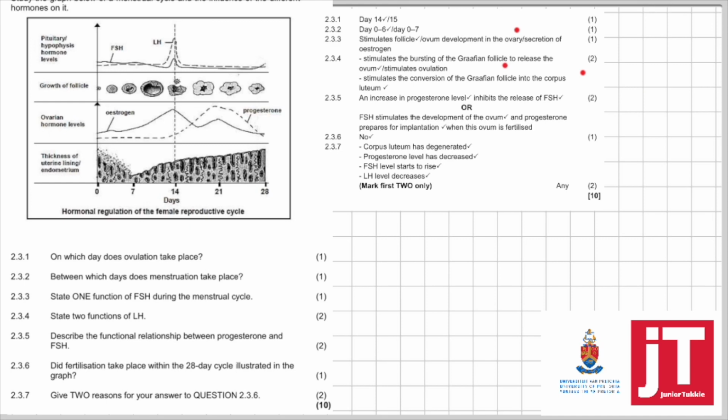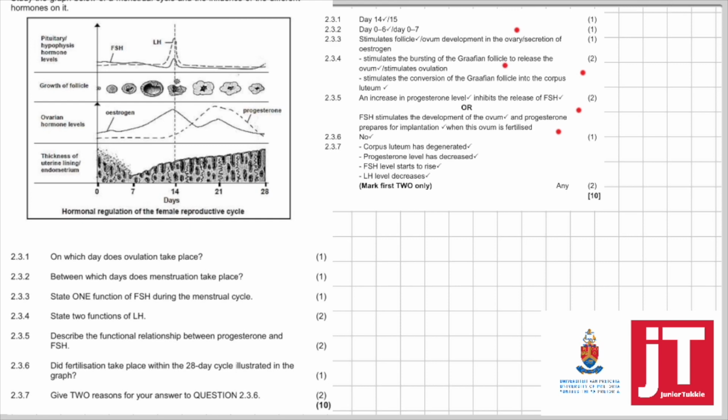235. Describe the functional relationship between progesterone and FSH. Now, an increase in progesterone level will inhibit FSH. Alright? Follicle stimulating hormone stimulates the development of the ovum and progesterone, which prepares the endometrium for implantation.